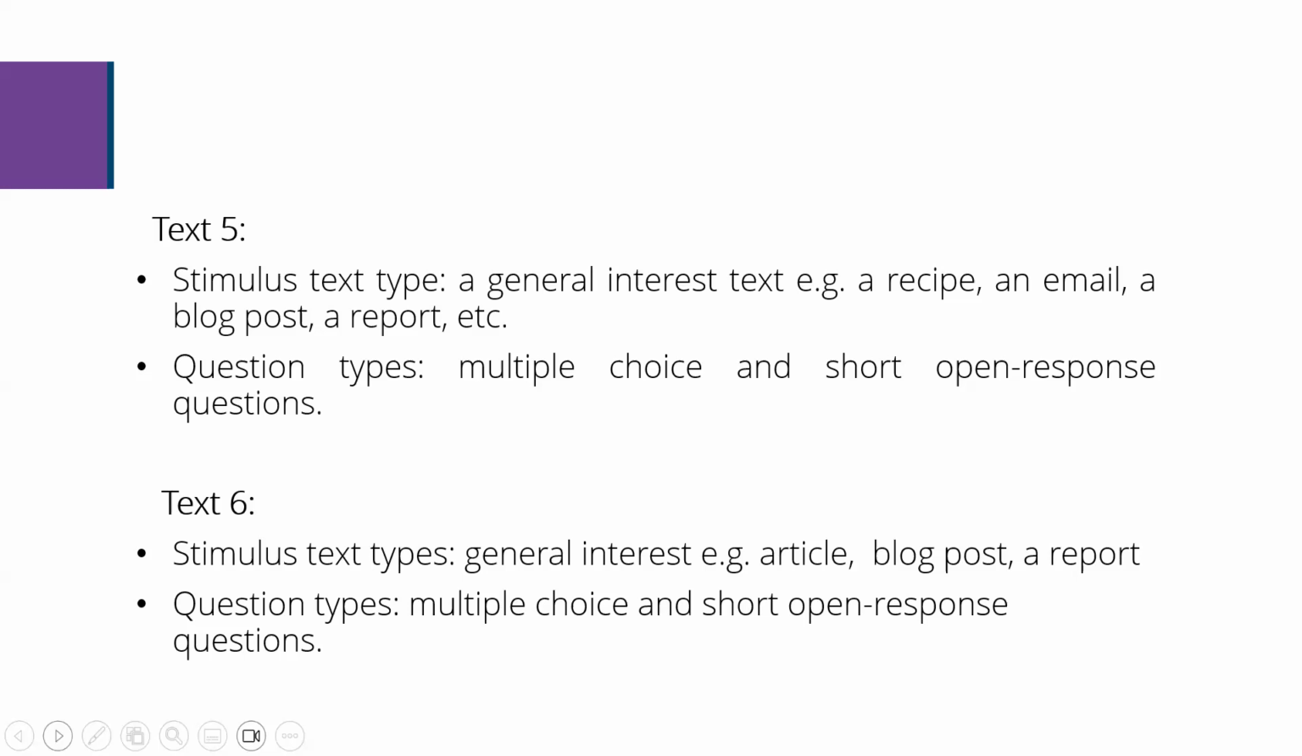So text 5, the stimulus text type, is a general interest type. It's a recipe, an email, blog post, report, etc. The question types are multiple choice and short open response questions. And text 6 could be general interest, article, blog post, report, etc. And question types are multiple choice and short open response. Okay.